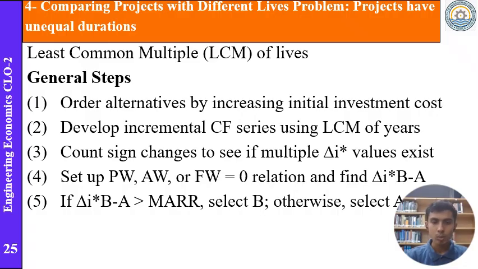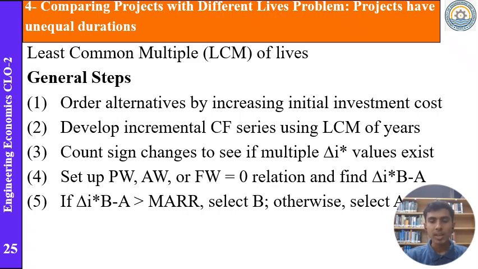First, we have to arrange the alternatives by increasing initial investment. Then we have to develop the incremental cash flow series by using the LCM of the years. Then we have to count the number of sign changes throughout the years. In the previous example, the sign change was only 1, that is from the initial investment at year 0 to year 1.